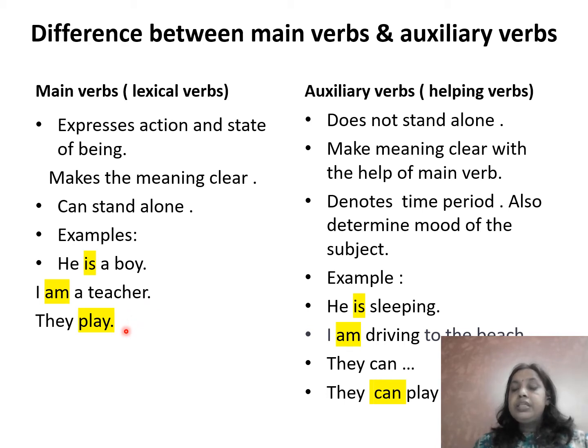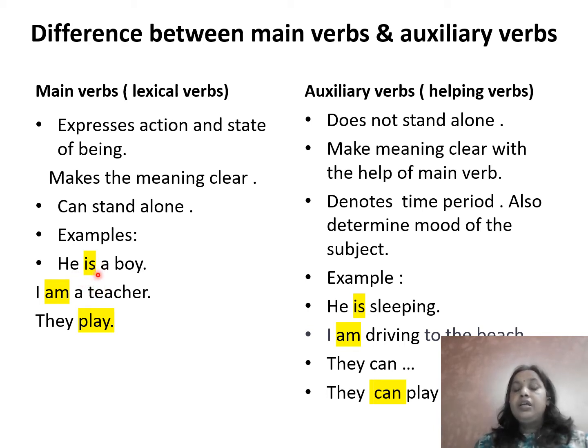Now come to the third sentence, they play. In this sentence, play is the main verb, and this sentence is clear with the main verb, that they play, वे खेलते हैं, isn't it? Here, in he is a boy, is is the main verb. In I am a teacher, here am is the main verb, and in they play, play is the main verb. All these verbs are standing alone. They do not need any other verb.